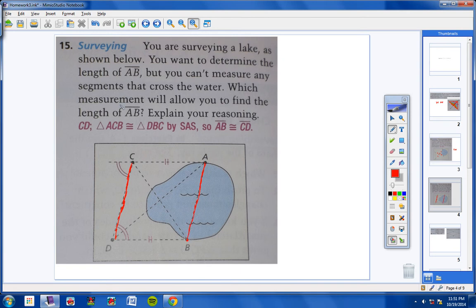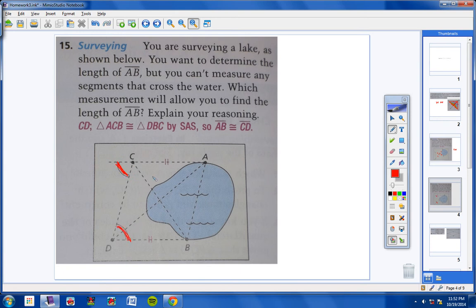So here's what we have to answer. How do we know that this length over here, CD, is the same length as AB? Well, here's what I'm thinking, guys. Look, first of all, notice this. Notice how this angle here is congruent to this angle here.